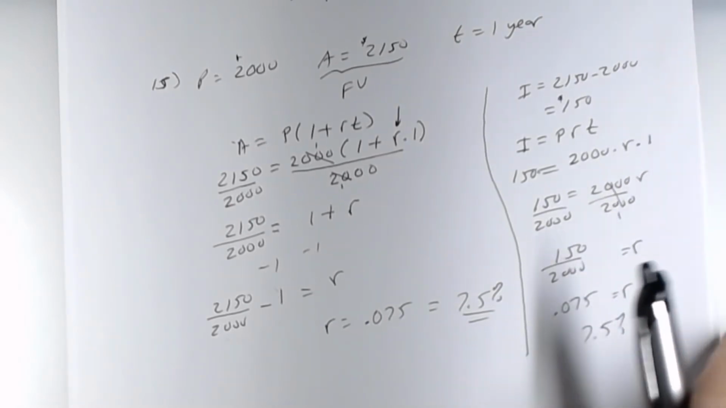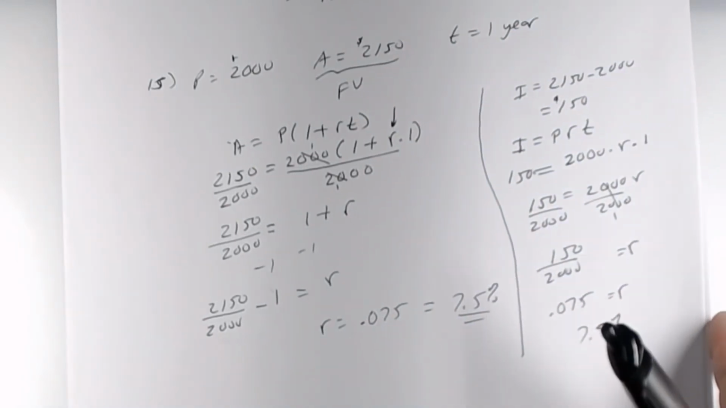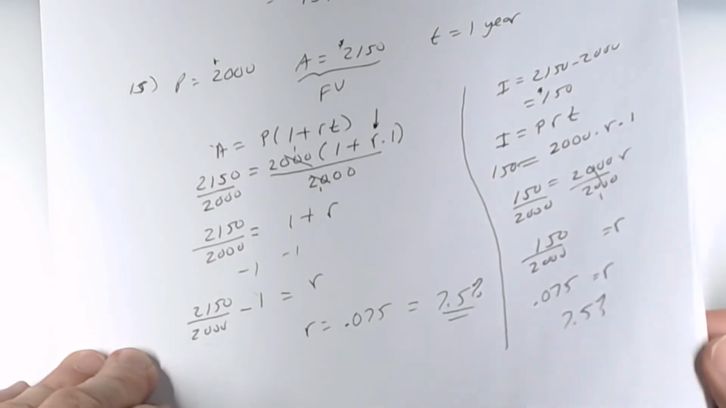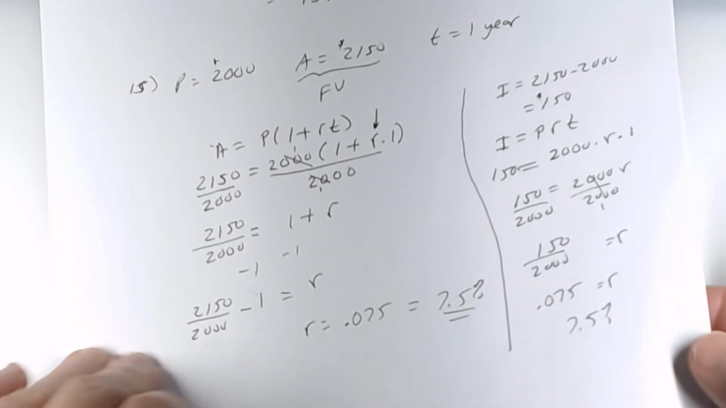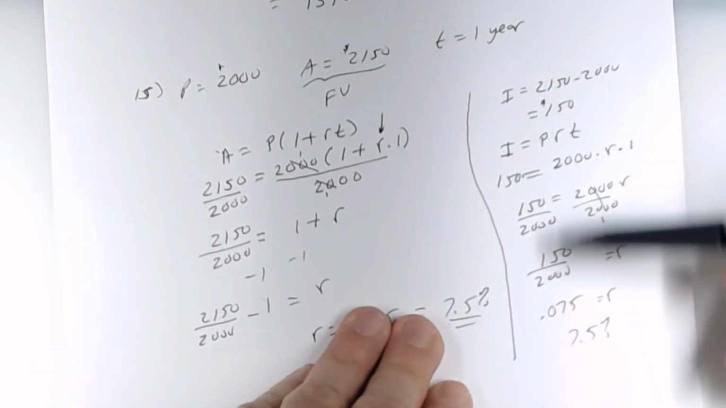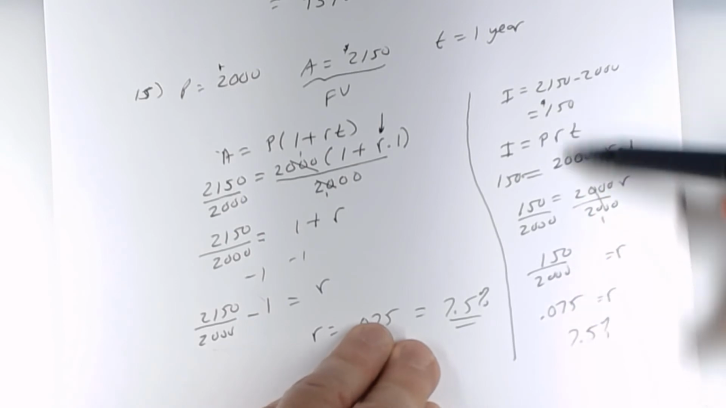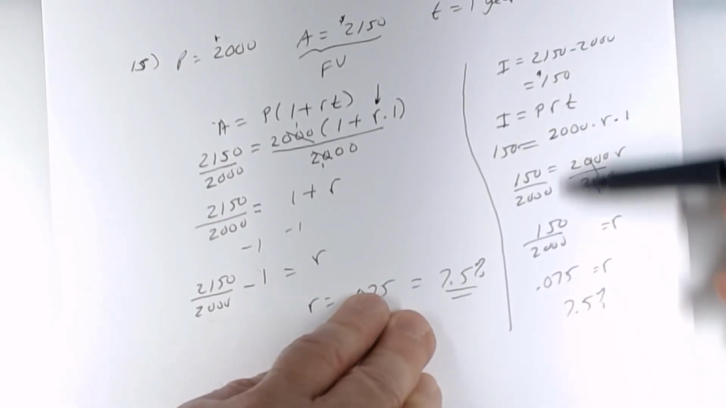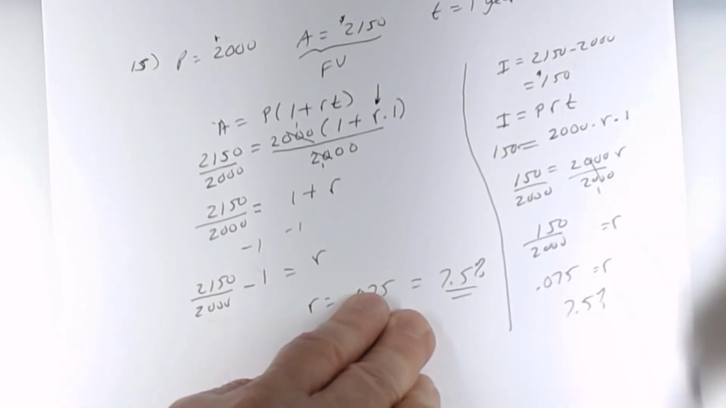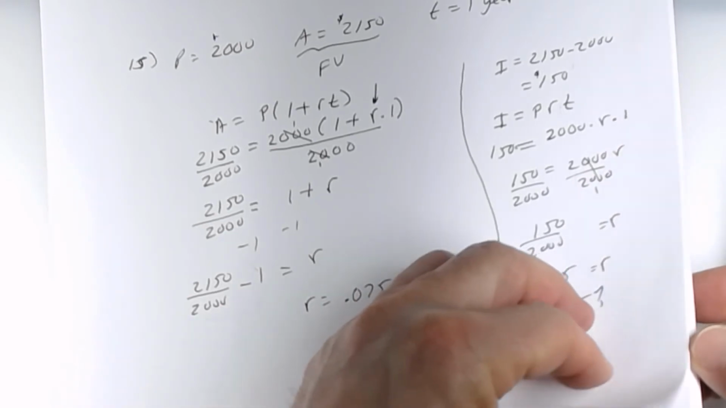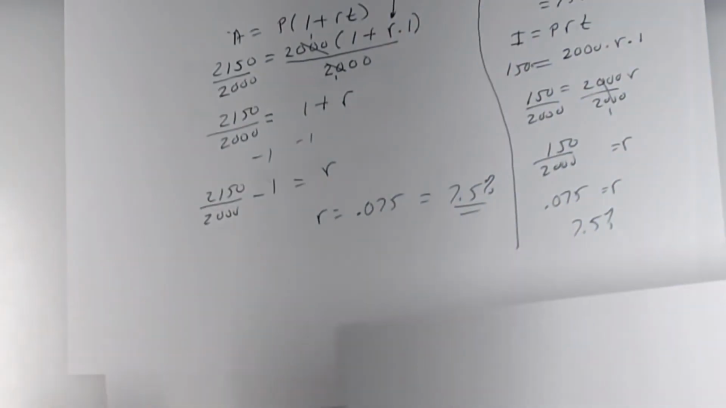Okay, let's do another one. So I'm gonna do the other one. Do it both ways again, and I think you're gonna agree that this is probably the easiest way to deal with it, and it's easy to understand. So let's look at number 17. Number 17.